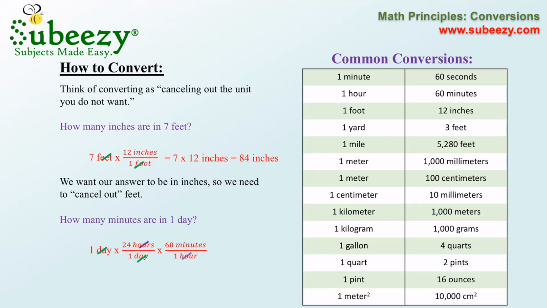So what we end up with once we cancel out all of these units is 1 times 24 times 60 minutes. Our leftover unit is minutes because we did not cancel out minutes with anything. And this is the unit that we want. How many minutes are in 1 day? The answer is 1,440 minutes.